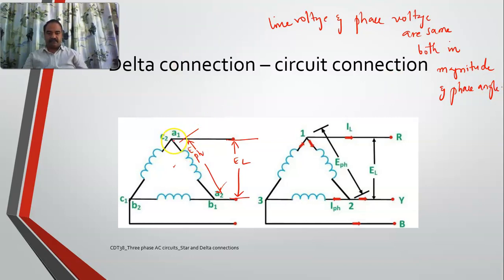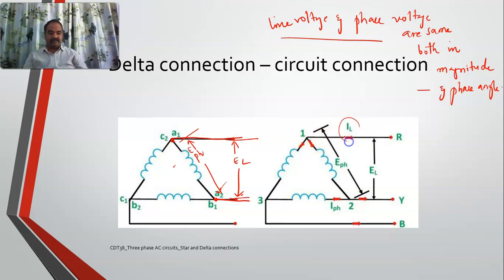See, once again, the voltage across these two points, which we call the phase voltage, is the same as the voltage across the main lines, the line voltage. So that's why I am taking line voltage and phase voltage as the same, both in magnitude and also in phase angle. But see the currents now.